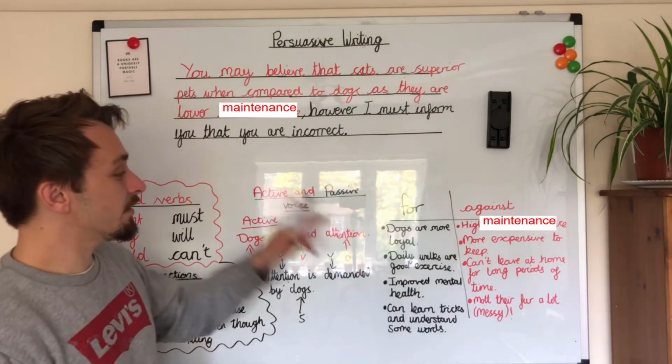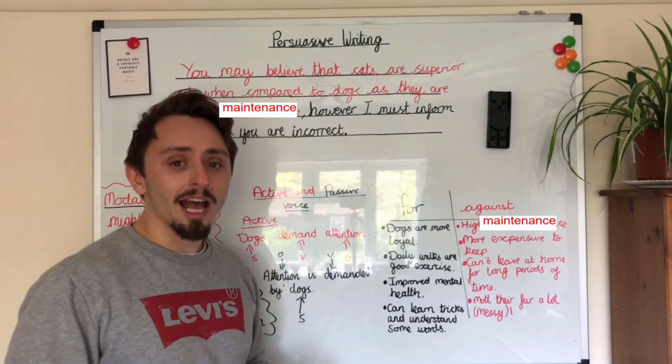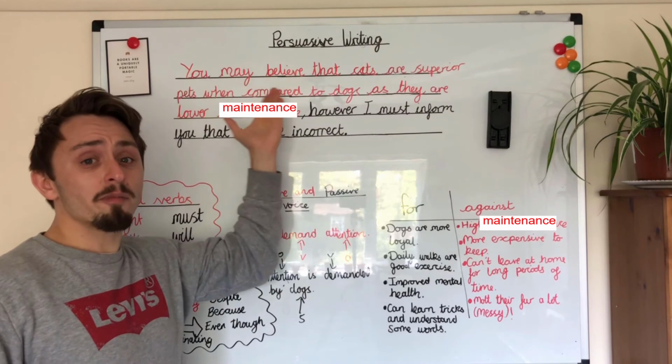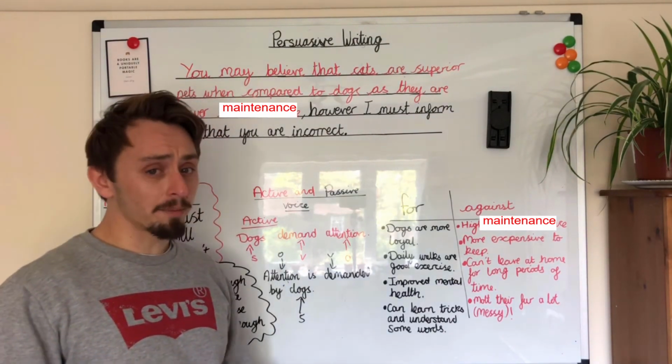I've used my point of them being higher maintenance, so dogs are higher maintenance than cats. And I've also said I understand what you believe. I've used my modal verb of may to indicate there's a possibility they think that. It's not certain, but it is a possibility.